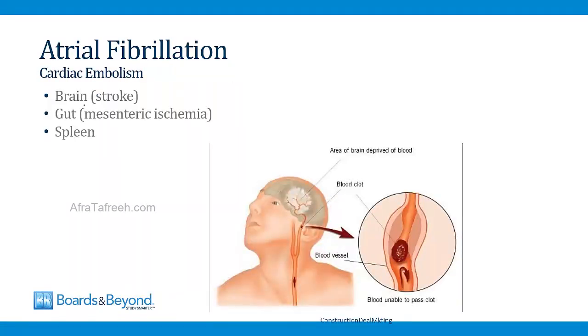So I mentioned that pieces of those clots can go to the brain and cause a stroke. They can also go to other places. Sometimes they travel to the gut and can cause mesenteric ischemia. Sometimes they travel to the spleen. And when CAT scans are done to the abdomen of patients with AFib, you will sometimes see splenic infarcts.